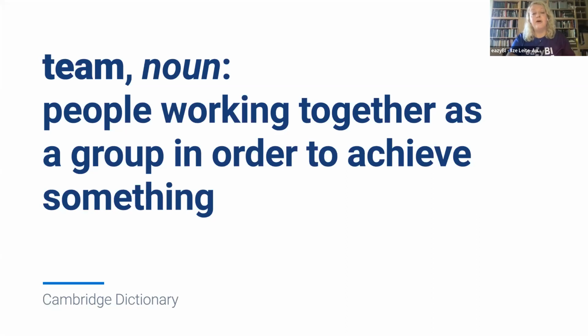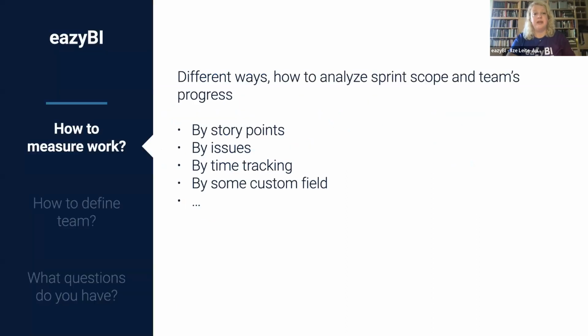And therefore reports also must be different. What kind of things can differ? Different ways to analyze sprint scope. Some use story points, some count issues, some use time tracking. There may be custom fields used specifically instead of story points. So there are different ways to analyze sprint scope.